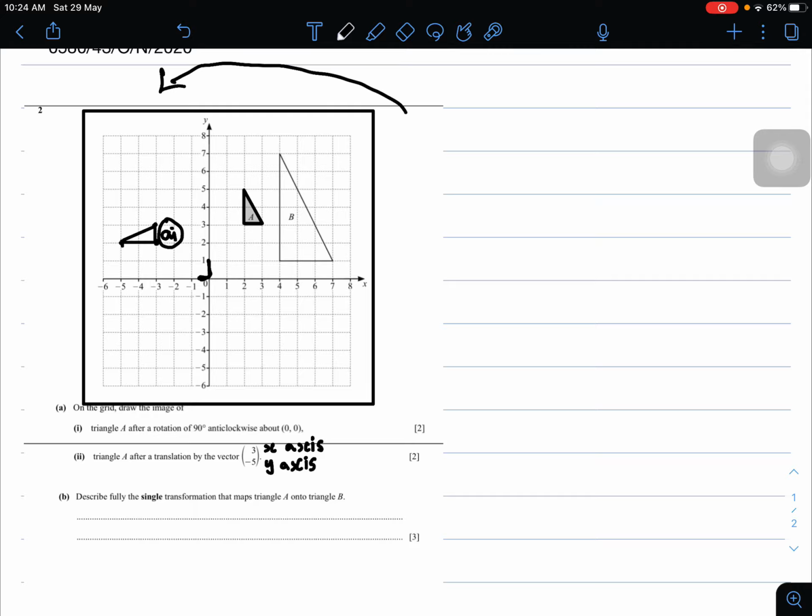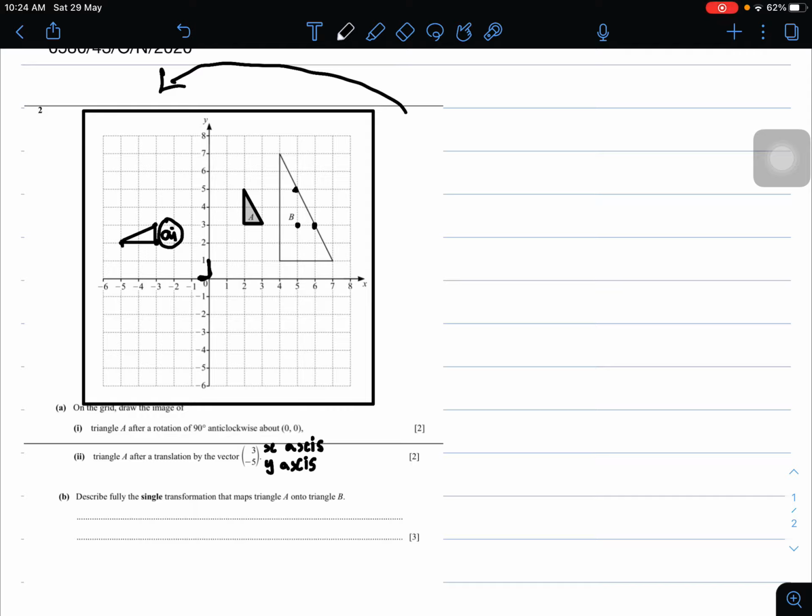Now for part A2, the triangle moves a positive 3, so 3 places to the right. So therefore it would now start right here, as the starting x coordinate was 2 and the ending x coordinate was 3. So 3 plus 3 would give us 6, and 2 plus 3 would give us 5, and again 2 plus 3 would give us 5. Now this is only the x-axis part, the x-axis translation.